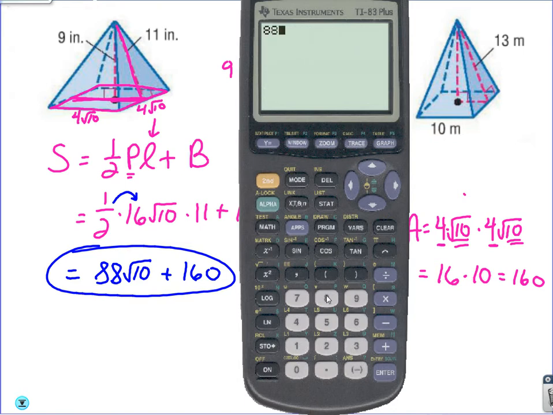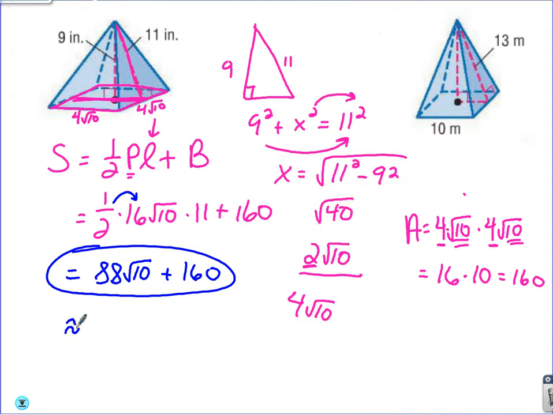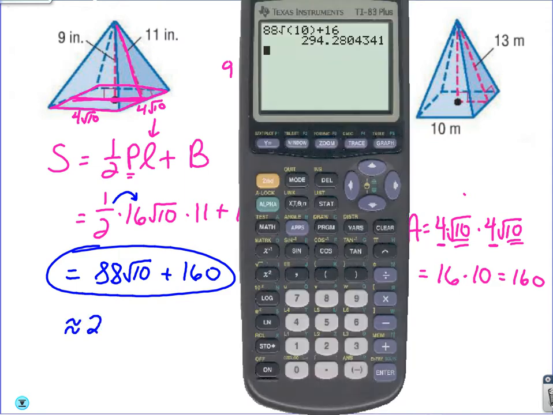So we type into our calculator 88 times the square root of 10, and we add 160. And we get about 294.28. You added 60. Did I? Okay, I did it for this reason.